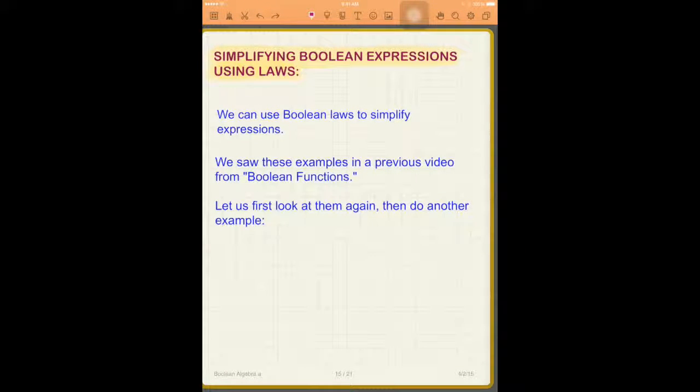Here we look at simplifying the Boolean expressions using our laws. We can simplify these, and we have seen this before when we were talking about our Boolean functions video. We looked at this, and we used the laws there. We didn't just use tables. So let me show you the ones where we used our laws or axioms to simplify these expressions, and then we'll do another example. So let's review what we had before.